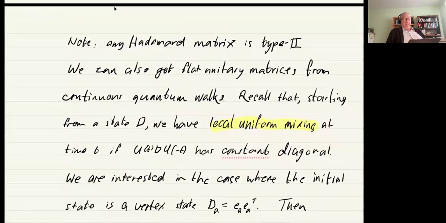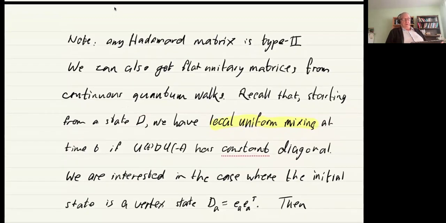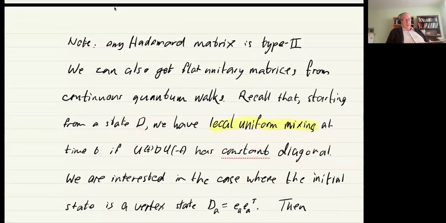So as I said before, any Hadamard matrix is type 2 and real. We can also get flat unitary matrices from continuous quantum walks. So I'm just going to review some of the material. So we have a continuous quantum walk starting at a state D. Then we say we have local uniform mixing at time t if the state at time t has constant diagonal. Now that means when you measure in the standard basis, your output is an index from 1 to n, and all indices are equally likely. Okay, so that would be local uniform mixing at time t starting from state D.